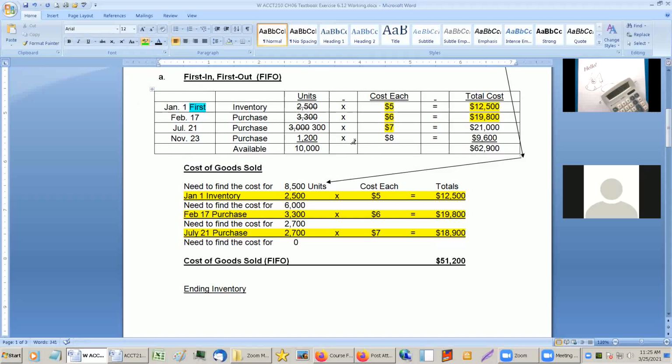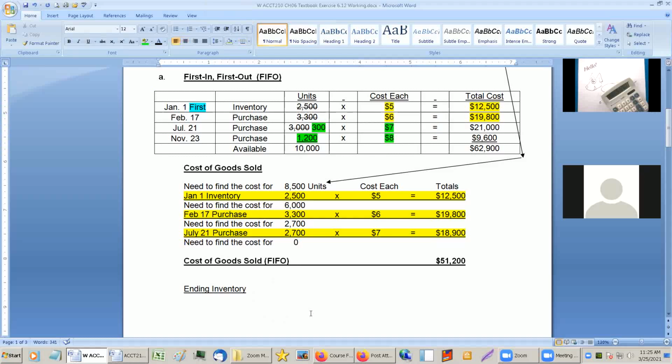Okay, our ending inventory, I'm going to go ahead and mark these in green. Okay, so these are the ending inventories. We still have 300 from the 21st. We sold 2,700 of it. There's only 300 left. And at 7 and at 8.